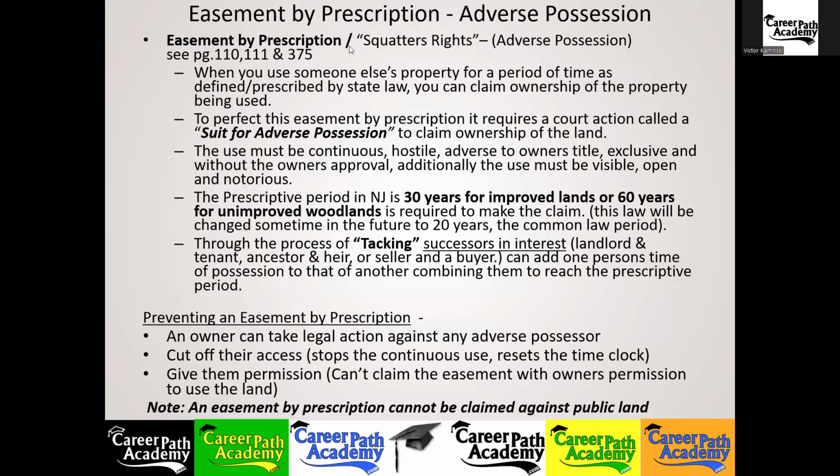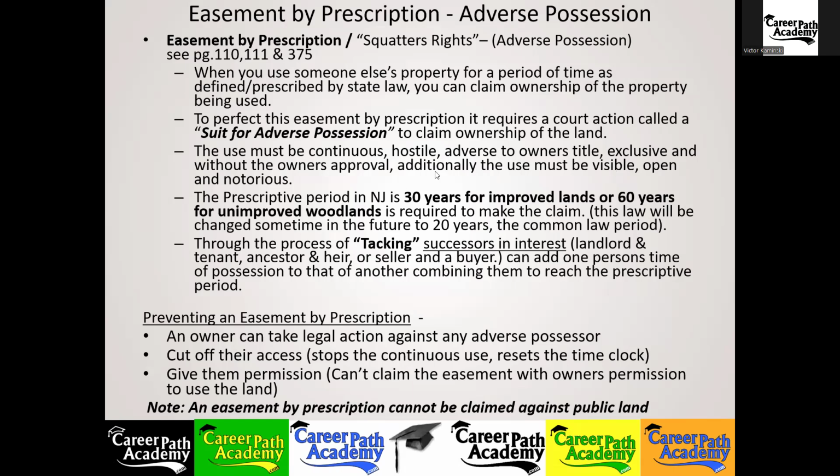All right. We went over this in chapter 20, but let's go over it again now. The easement by prescription through adverse possession. This is when you've used someone else's property for a period of time defined by law, and you've been using it against their permission: hostile, adverse to the owner's title, exclusive, and without the owner's approval. Additionally, the use must have been out in the open, visible, and notorious.